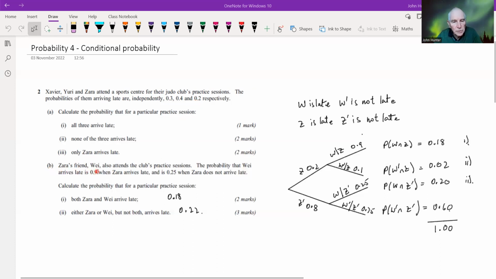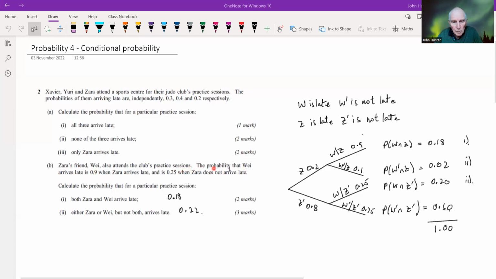Zara's friend Wee also attends the club's practice sessions. The probability that Wee arrives late is 0.9 when Zara arrives late and 0.25 when Zara does not arrive late. They probably travel together sometimes, or they get the same bus from the other corner of town, which may or may not be late, and so whatever. But their lateness is dependent. It's not independent. It's dependent on each other.